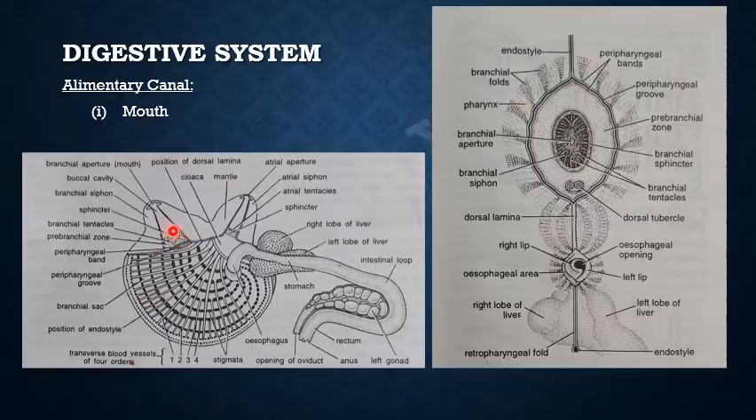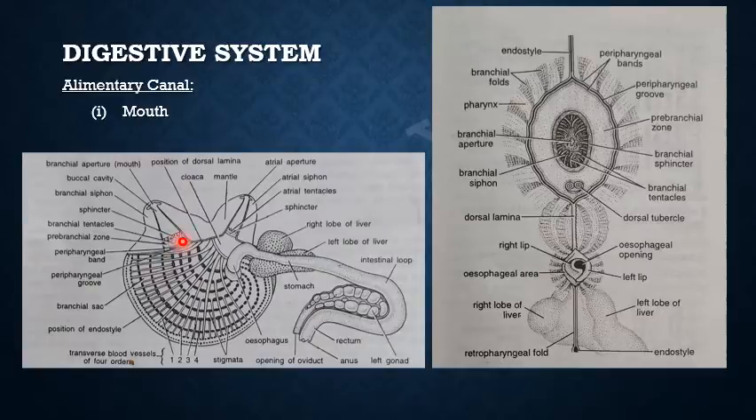Then after this sphincter, the water enters the pharynx, and the pharynx is made up of two zones, the prebranchial zone and the branchial zone. The branchial zone is the whole inside of the pharynx, a bag-like structure, and we'll do the detailed structure afterwards. It has four main headings under which we will explain the structure of the pharynx. Before that, the prebranchial zone.